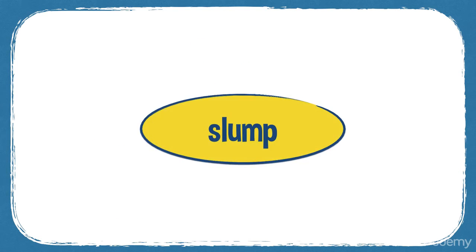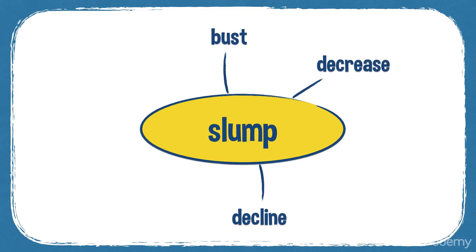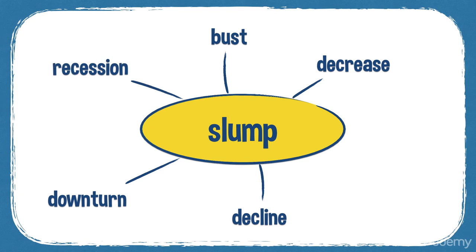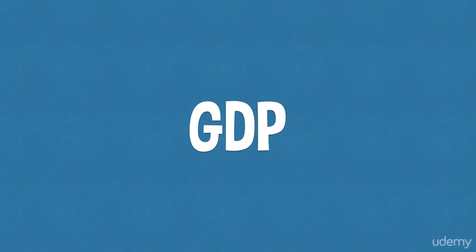Some synonyms for slump. Bust, of course, bust. Decline, decrease, downturn, recession. A recession is when a country's economy doesn't grow for 3 quarters of the year. And when a recession is really bad and when there is no growth for years, we talk about a depression. So a depression is worse than a recession. A recession is pretty bad.